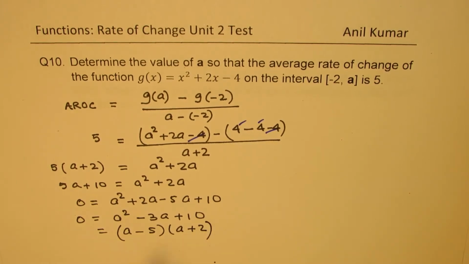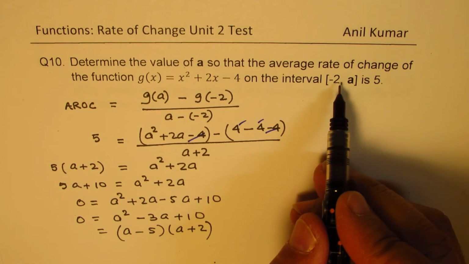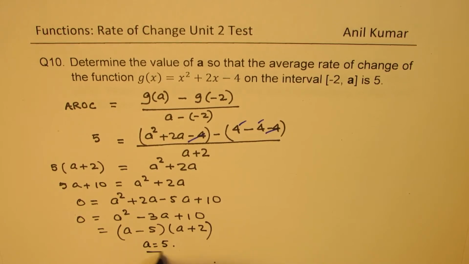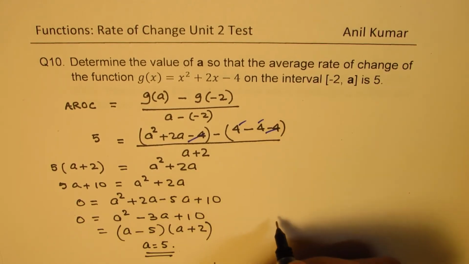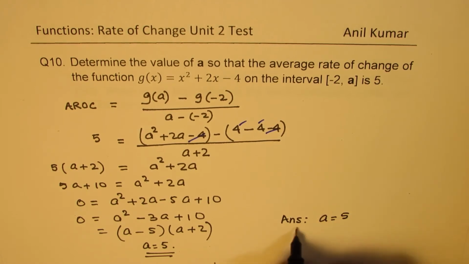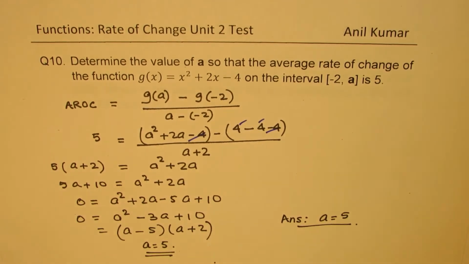Now since a is greater than minus 2, we can take a as 5, right? So from here, the valid answer is a equals 5, correct? So our answer here is a equals 5. So that is how this question can be solved.